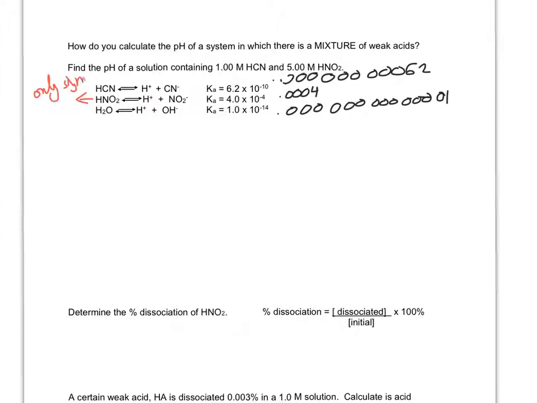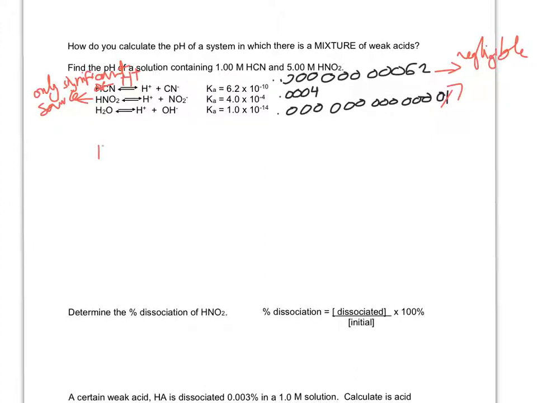So I would say this is the only significant source of H pluses. I would say that both of these are negligible because their Kas are so small, which tells me very, very, very little of them ionize and turn into H pluses, that I could ignore them. So I'm just going to do the HNO2.